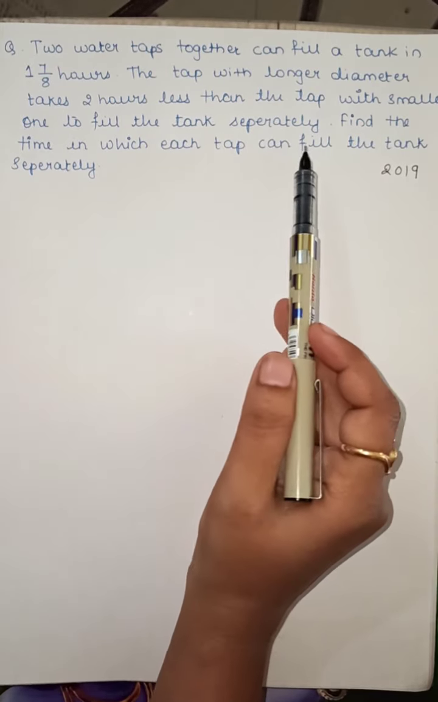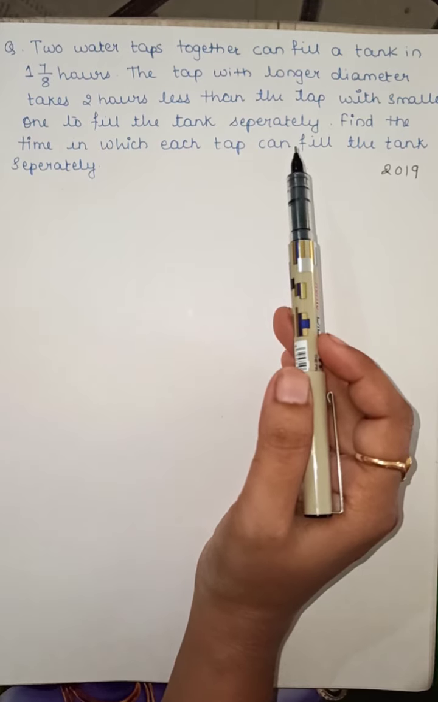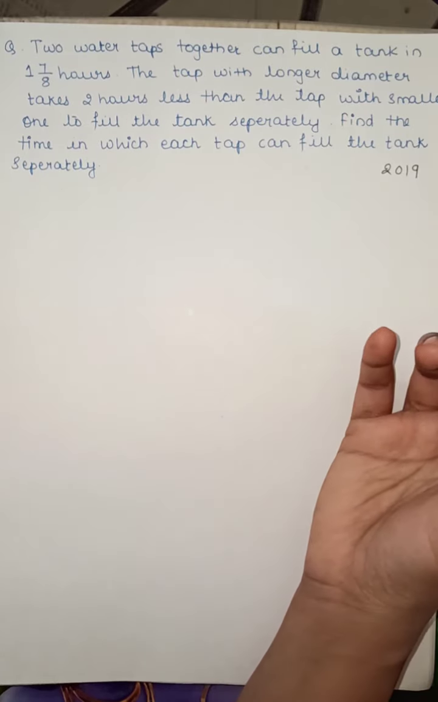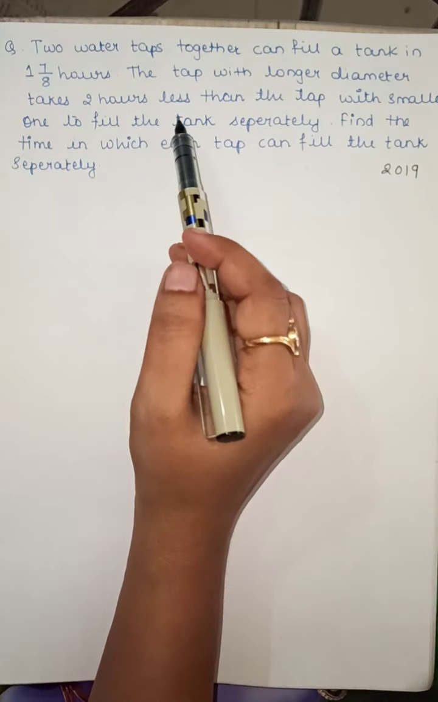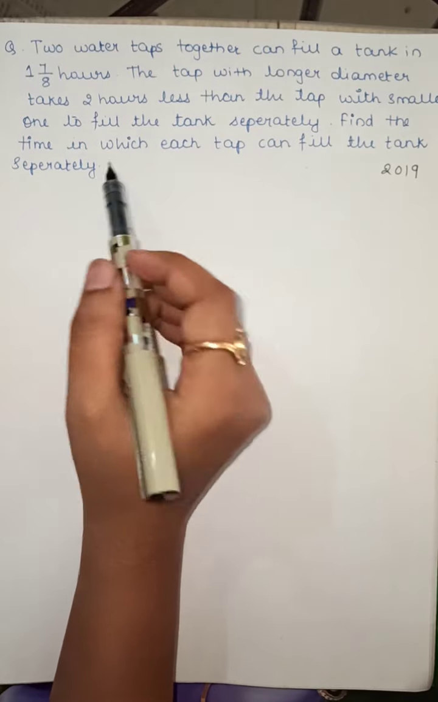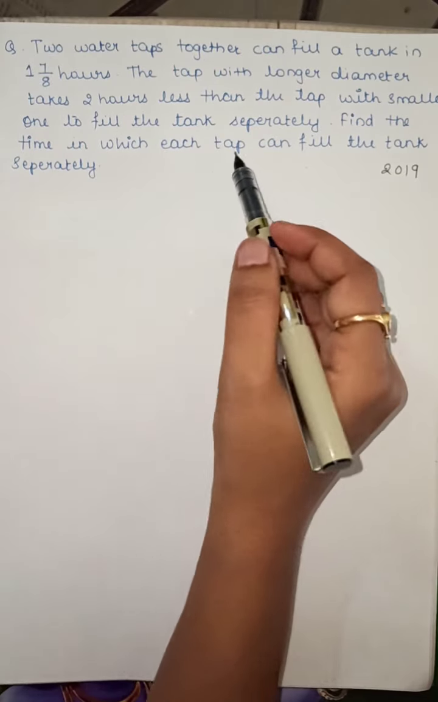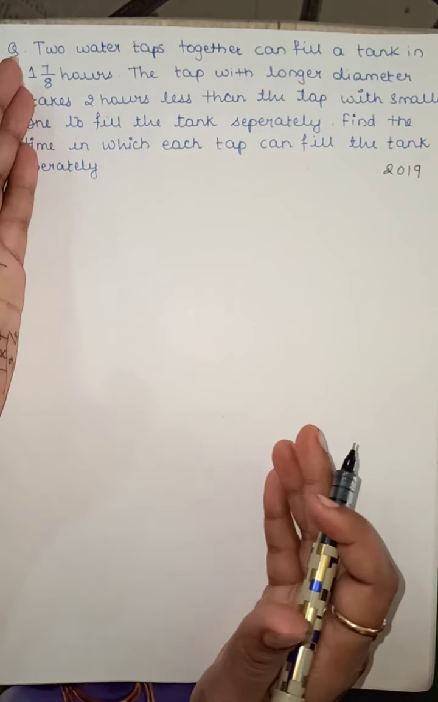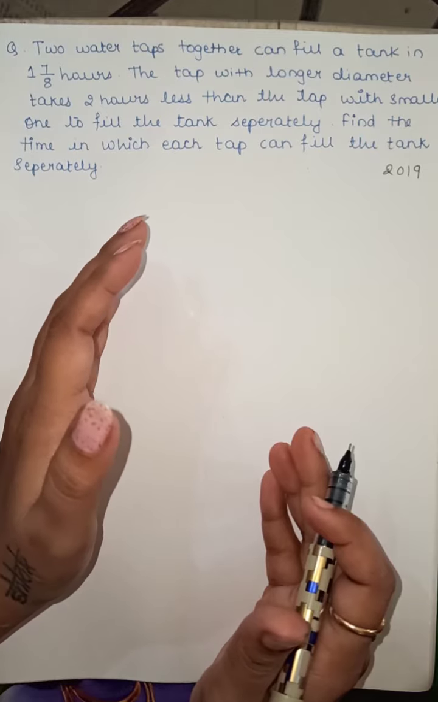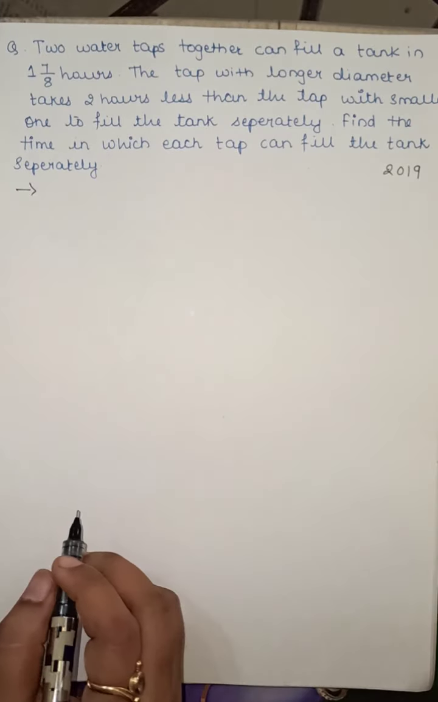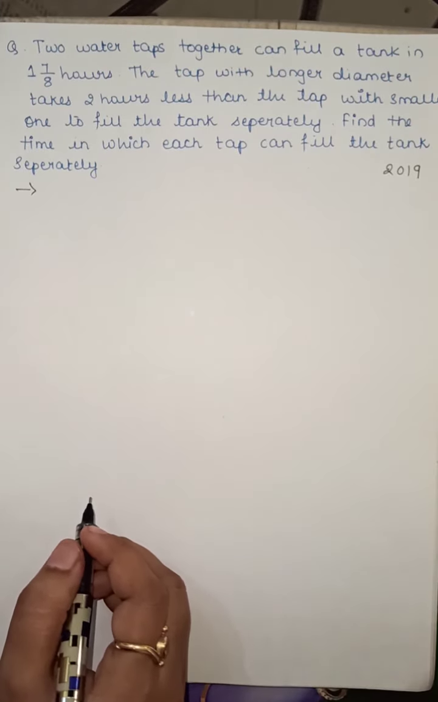Now if each one of the taps is turned on individually or separately, definitely the tap with longer diameter means more water will be flowing through it, and whatever is the time taken by the smaller one, it will be taking 2 hours less than the smaller one. Find the time in which each tap can fill the tank separately. So you have been given the time taken by both taps together and you have to find the time taken by each tap to fill the tank separately. Okay, so definitely we have to assume something here, isn't it?